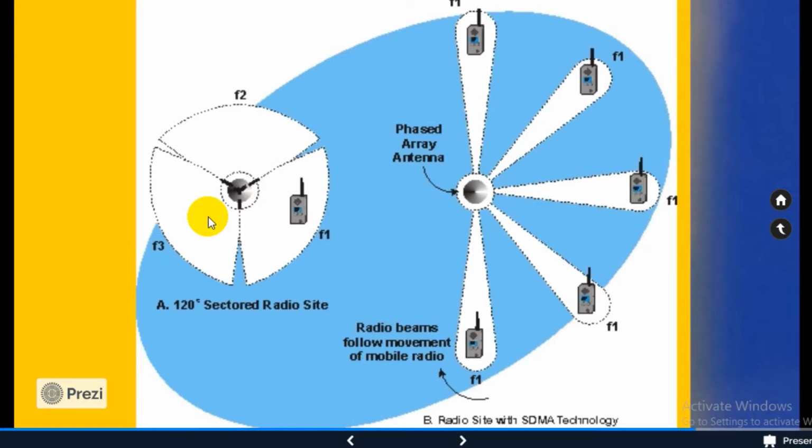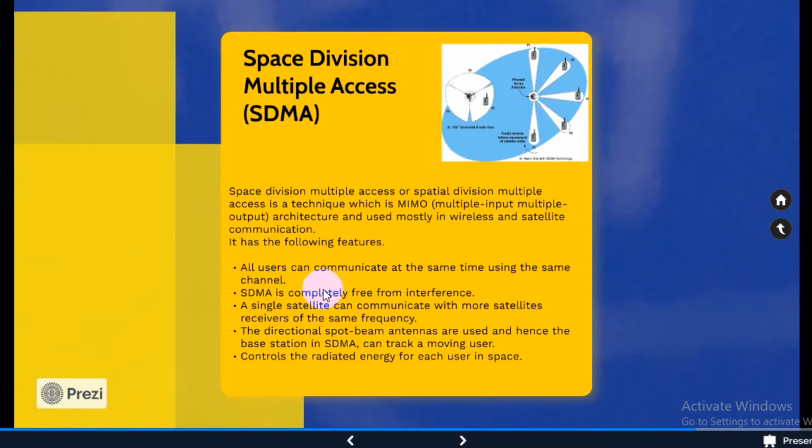So this particular antenna is covering a wide range of space and a separate subspace is being allocated for each of the users. So what are they doing? The antenna is doing the entire work of assigning space to a specific user. Now what are the features with regard to SDMA? All users can communicate at the same time using the same channel.